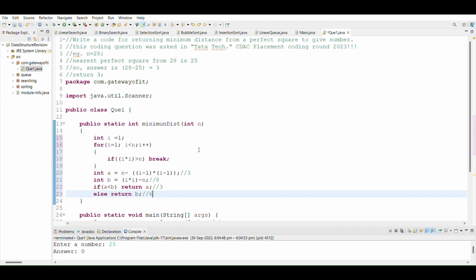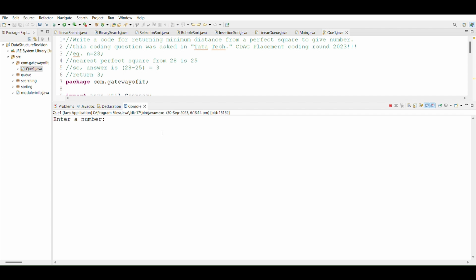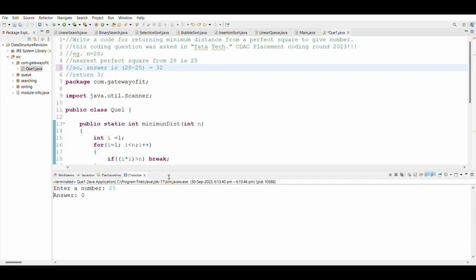So let's check if our code is working or not. Enter a number, let's take the example 28, and I press enter. The answer is 3. As I explained, 28 is nearer to 25 and the minimum distance is 3. So the code is working. I am going to take another example. Suppose I take a perfect square now, 25. The answer is 0, as 25 is a perfect square and the distance from the perfect square to that number is 0. So the code is working absolutely right.